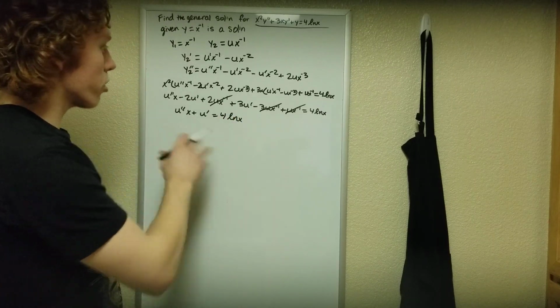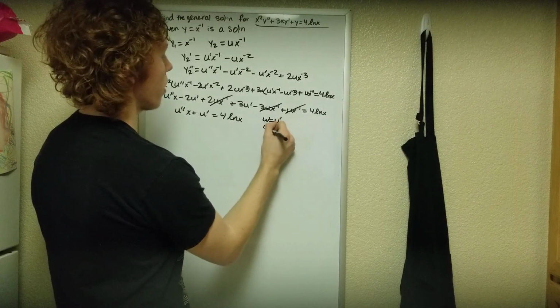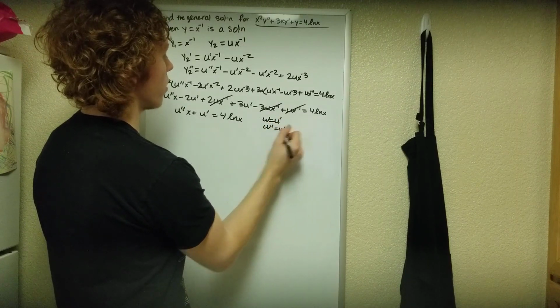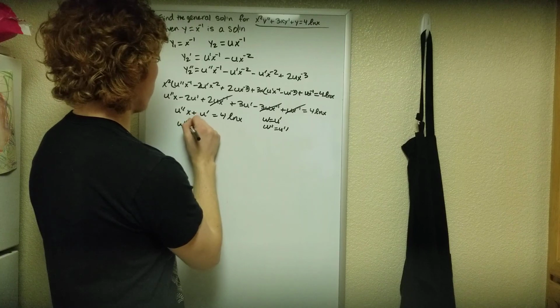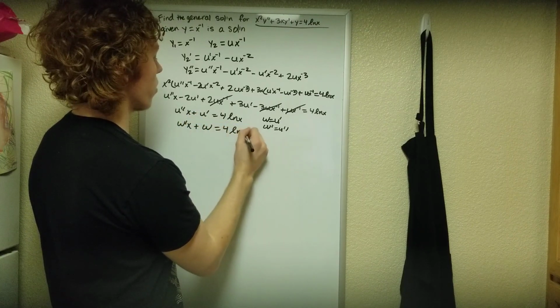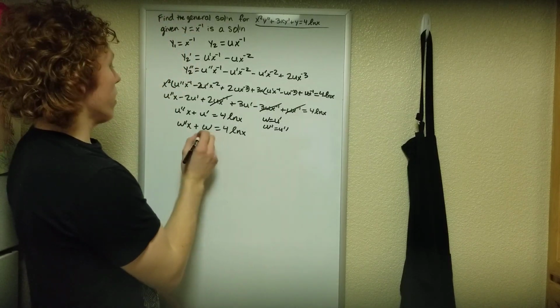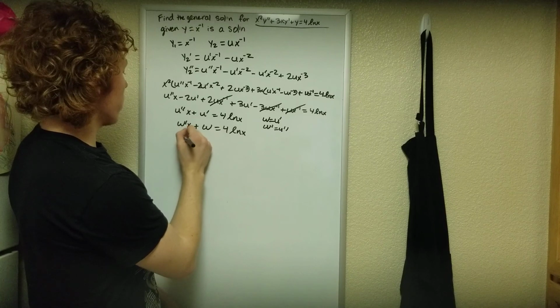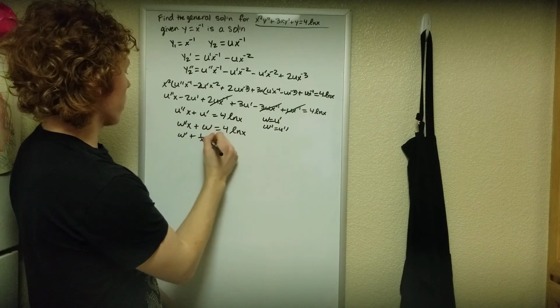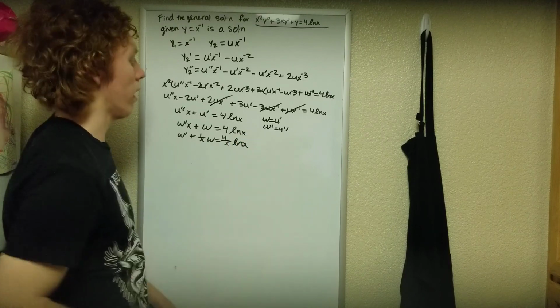Now I'm going to do a quick substitution to clean this up a little bit, and I'm going to substitute w for u prime. So w prime is equal to u double prime. So w prime x plus w is equal to 4 natural log of x. If we divide by x on both sides, we end up with w prime plus 1 over x w is equal to 4 over x natural log of x.